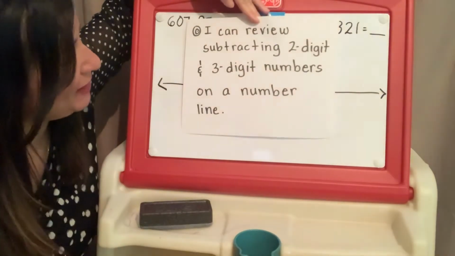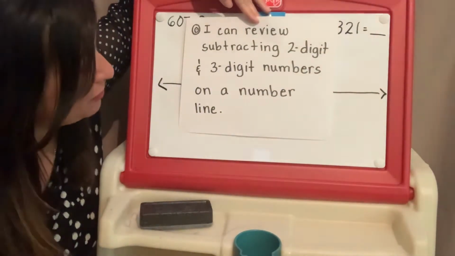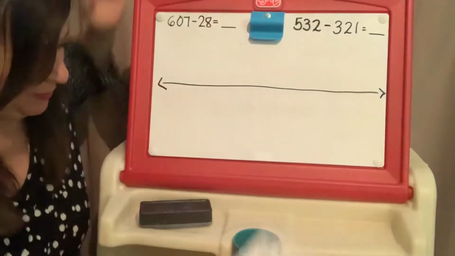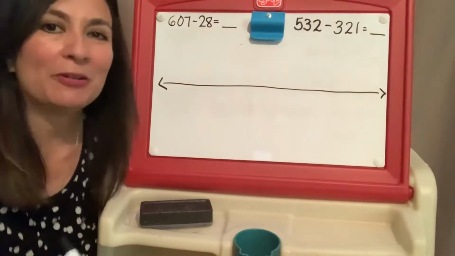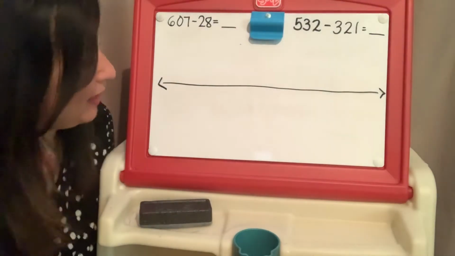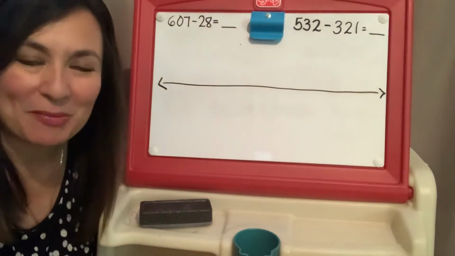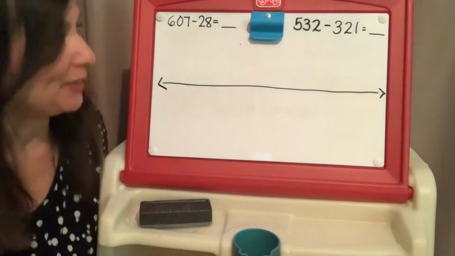Your learning target today is I can review subtracting 2-digit and 3-digit numbers on a number line. We are going to be working on an empty number line today. And this is your last number line lesson of the school year.